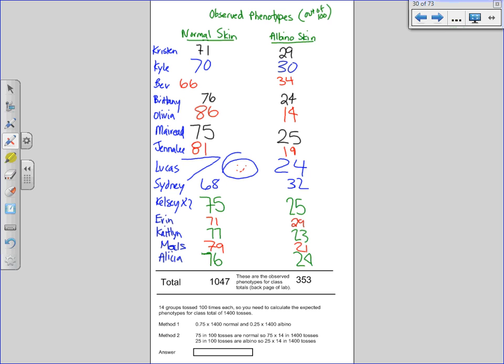Okay, so this was just summarizing the results that they got, and we showed that what's expected for this is 1,050 and 350. When they looked at the class totals, the actual results that we saw when we looked at all of the student results were really close to what was expected mathematically, as opposed to some of them which were like 81-19. They're fairly far from 75 to 25. Okay.